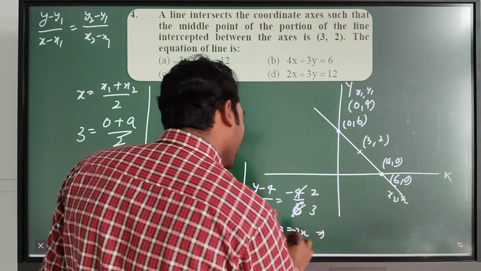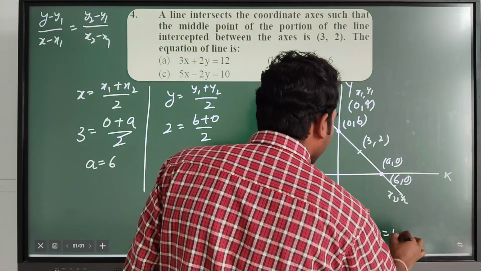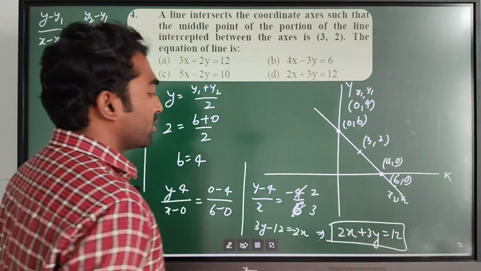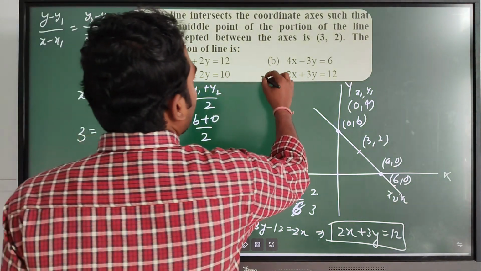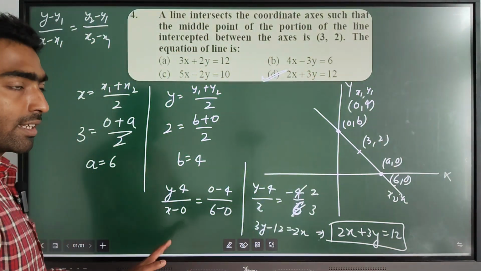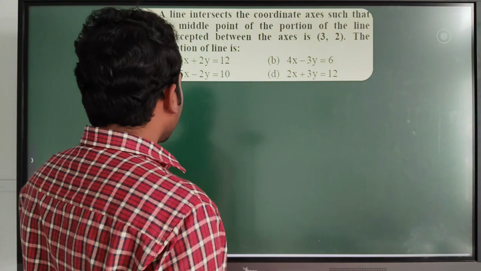So this will become 2x plus 3y is equal to 12. So this is the answer: 2x plus 3y is equal to 12, which means option D. So option D is the correct answer. It is very easy, you can take a screenshot of that particular question. Okay, now we are moving to the next question.